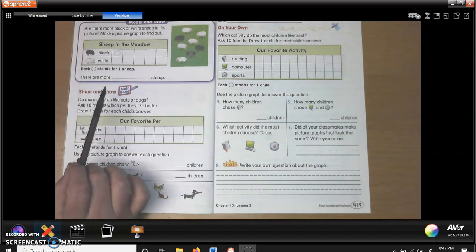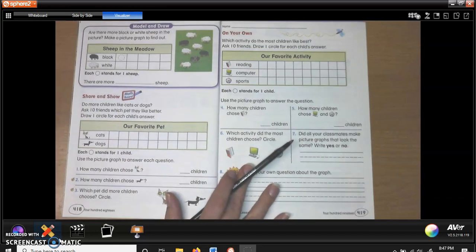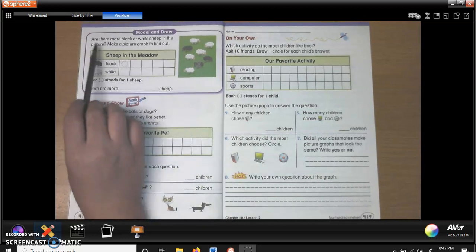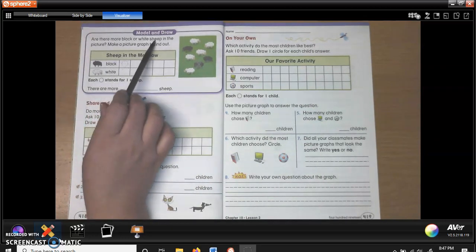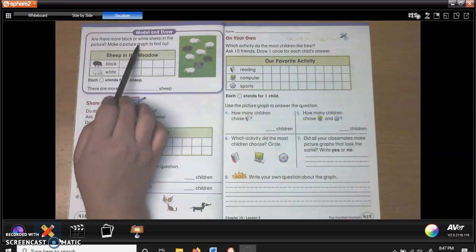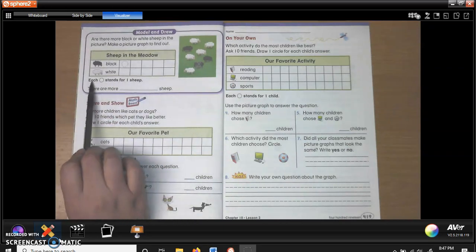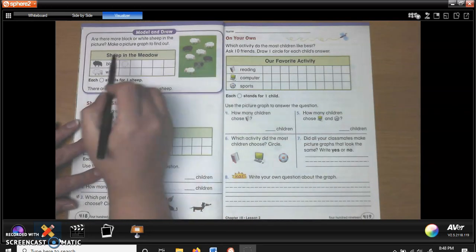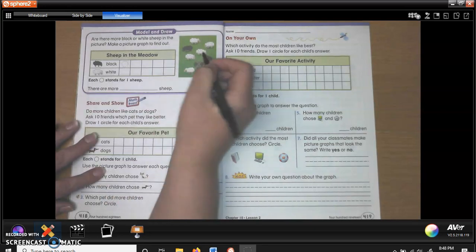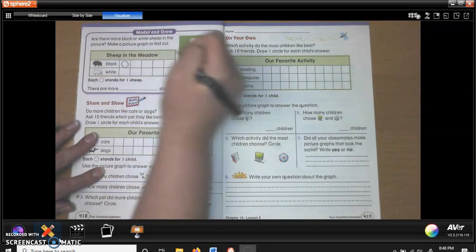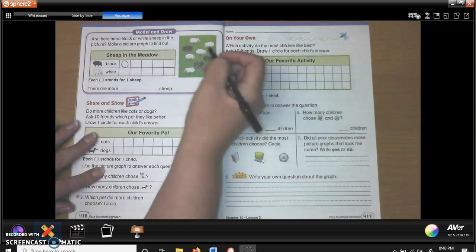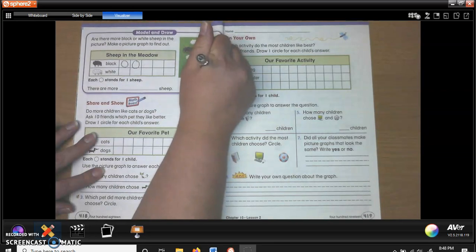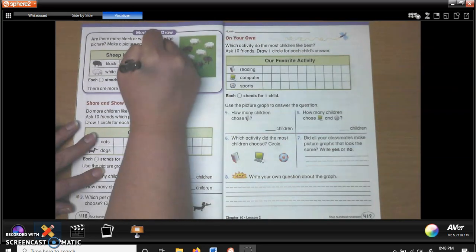We are just going to do this one together quick, and then you guys are going to do these 2 on your own. So it says, are there more black or white sheep in the picture? Make a picture graph to find out. Each circle stands for 1 sheep. So they said that we need to figure out how many black sheep there are. So they already put 1 circle here and cross this black sheep out. So here's another black sheep. So I'm going to cross it out and put a circle. And here's my last black sheep. Cross it out and put a circle.